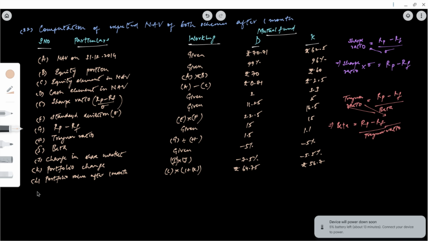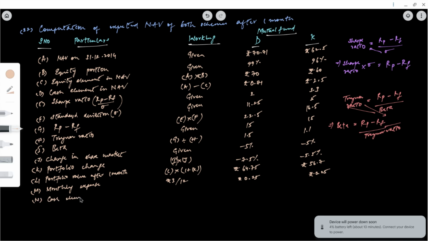Next, so we found out portfolio value after 1 month. Now we should find out cash balance after 1 month, right? So we have cash element in NAV. Now there is one more adjustment that we need to make to find out cash balance after 1 month. So that is monthly expense. Okay, this is rupees 3 by 12. That is rupees 0.25, rupees 0.25.